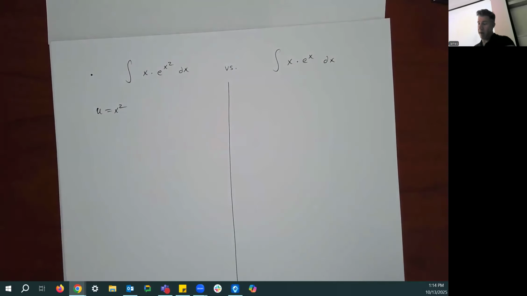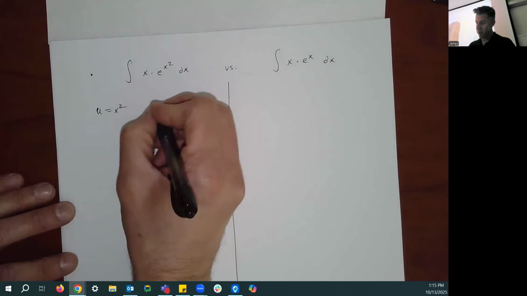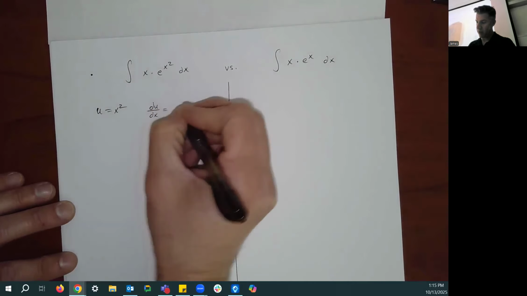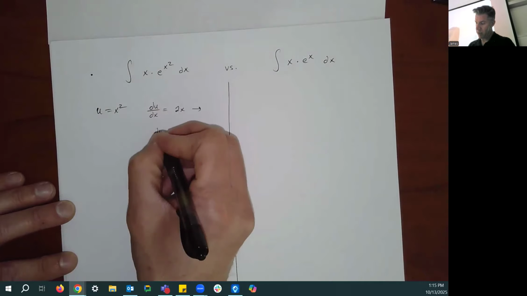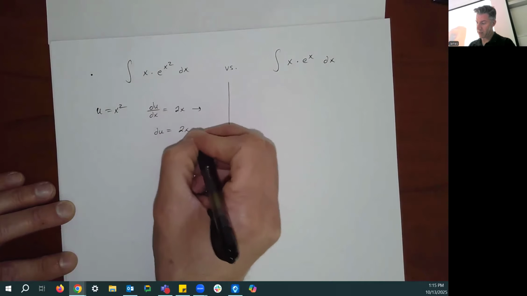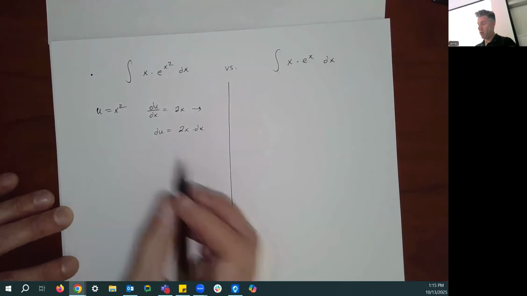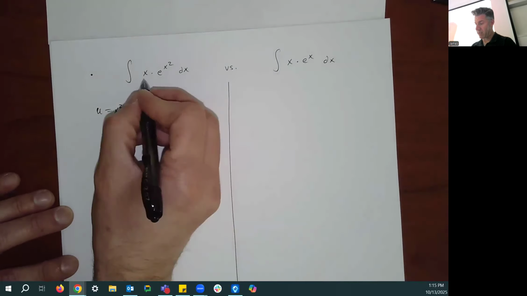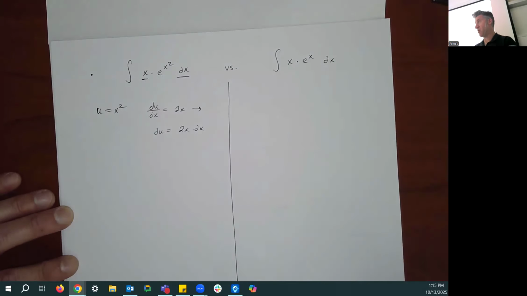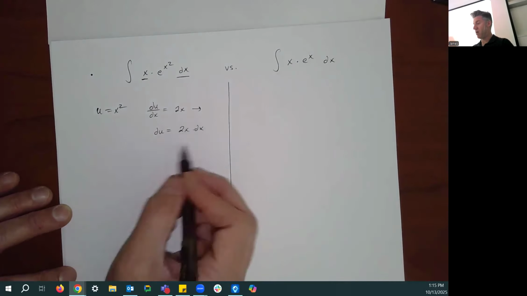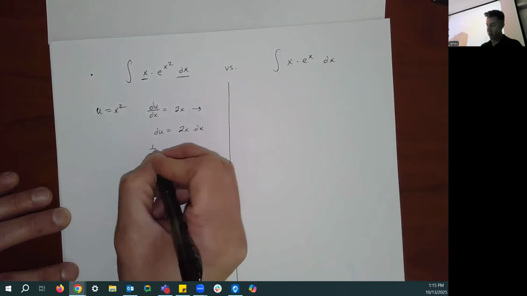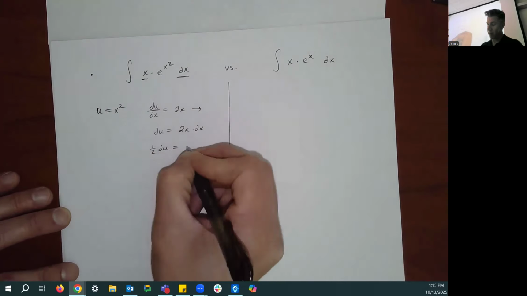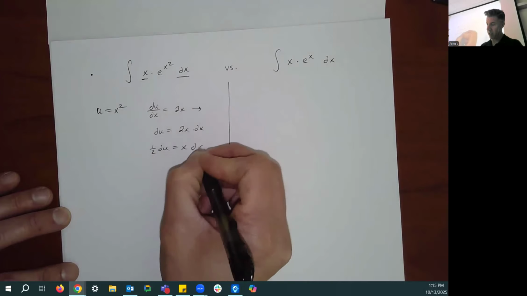And if I do that, I'm happy about it because my derivative, du/dx, is equal to 2x, or as we would usually write, du is equal to 2x times dx. So then, seeing that I have x times dx in my integral, that means I'm going to move forward with this u substitution. I have essentially the thing I'm looking for. I'm just going to correct this by multiplying both sides by 1/2 and saying 1/2 du equals x dx.